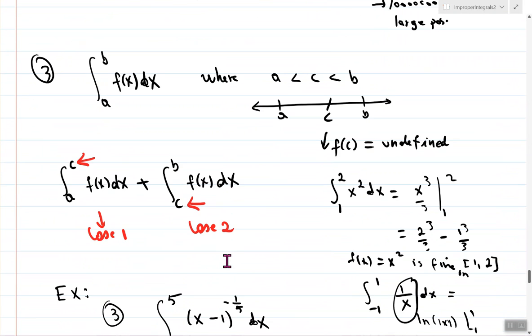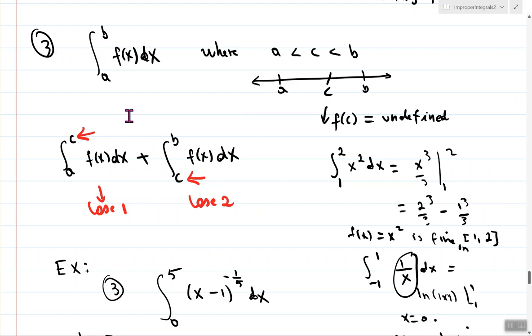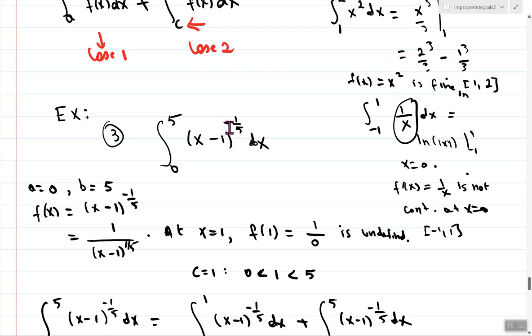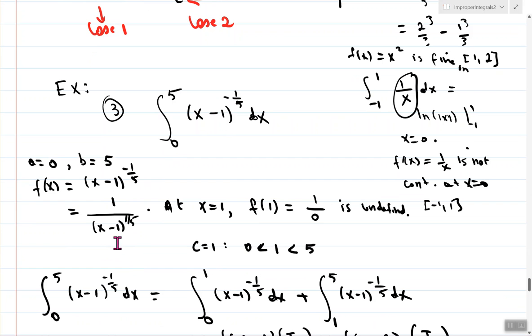So for case 3, that's when we split the one integral into two, because the function is undefined at some number between a and b. Here's a case. You have the integral from 0 to 5 of quantity x minus 1 all raised to negative 1 over 5. If you rewrite this function as 1 over quantity x minus 1 raised to 1/5, you can see the denominator is 0 when x is 1. So f of 1 is 1 over 0, which is undefined.